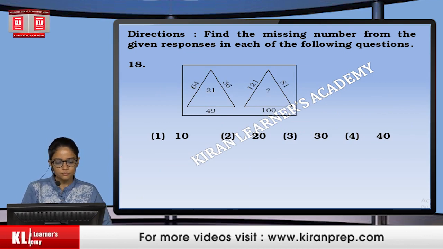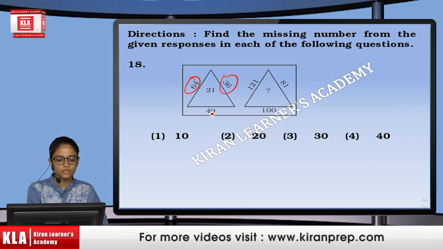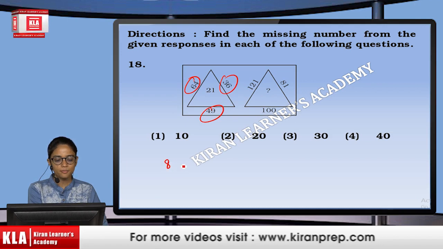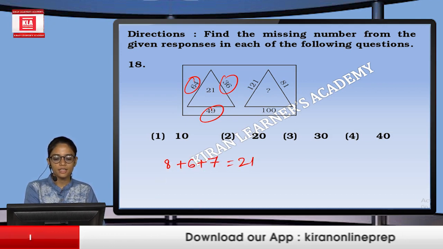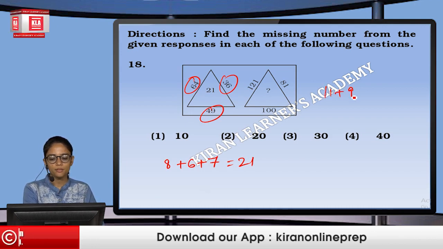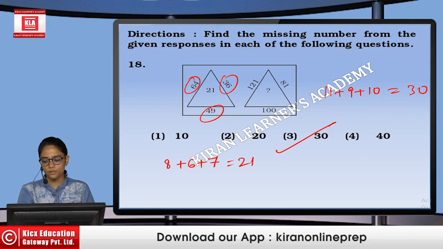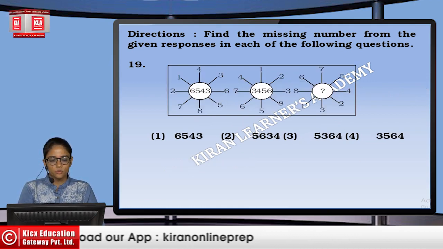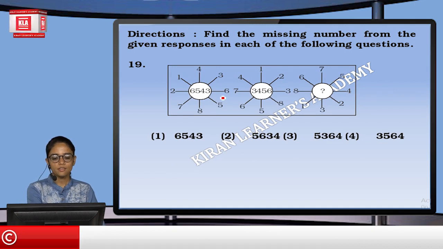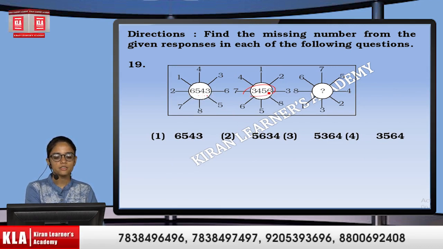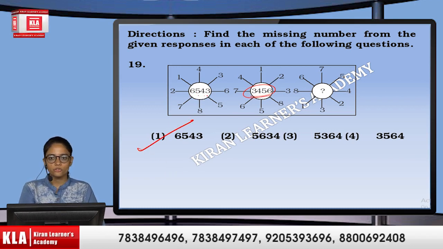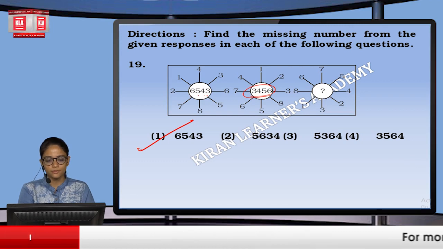Next question. See, the numbers are the squares of someone. So we can say that 8 plus 6 plus 7 will give us 21, definitely. Similarly, 11 plus 9 plus 10 will give you 30. So the option will be the third one. Let's see the next one. Next question. If we see, there's a trick. 6, 5, 3, 4, 3. We have reversed the digits. So again, if we reverse, we are going to get this only, 6, 5, 4, 3. That is option number 1.